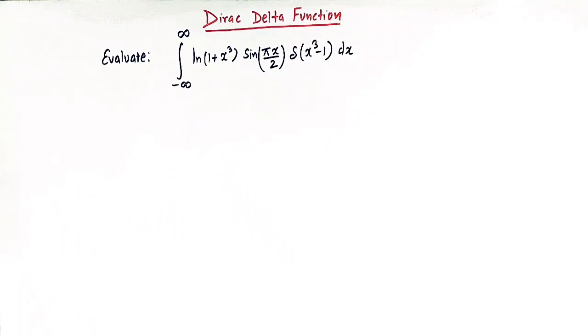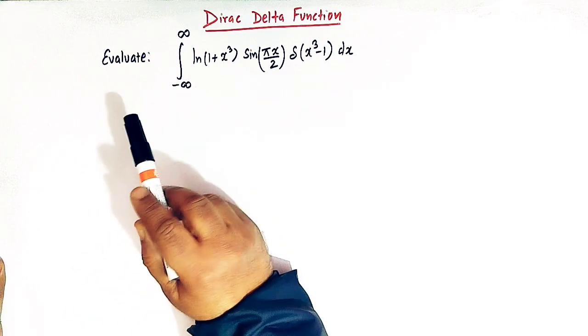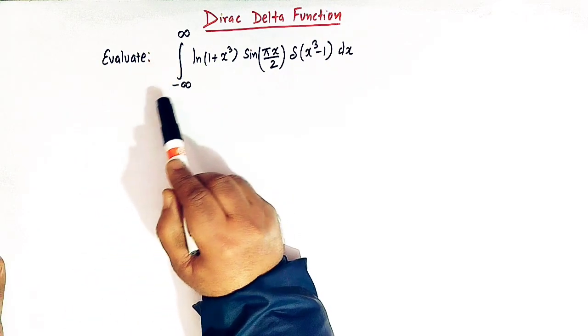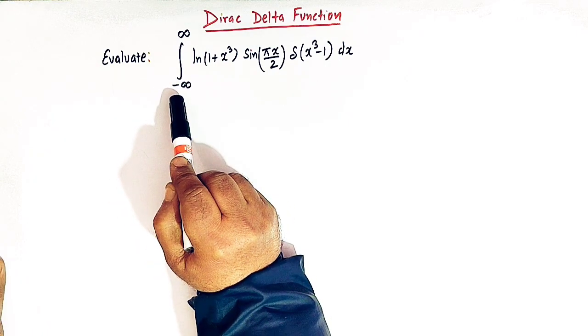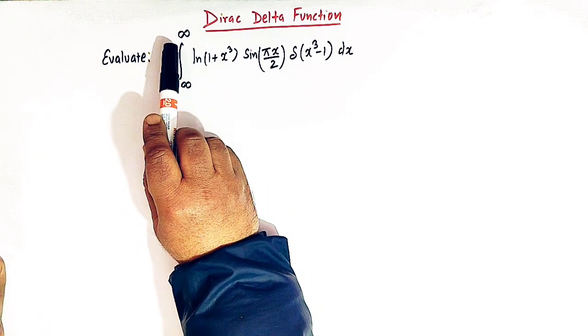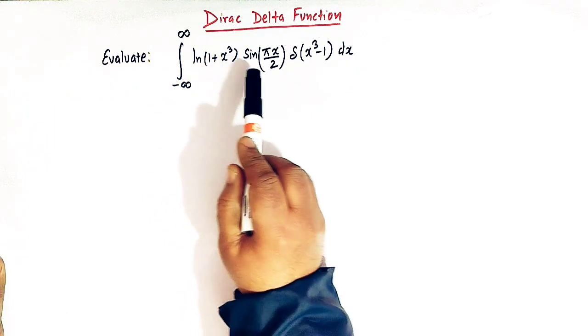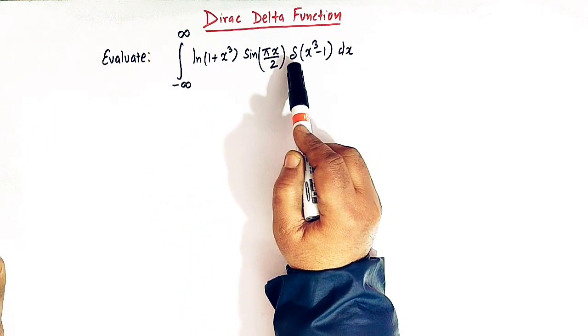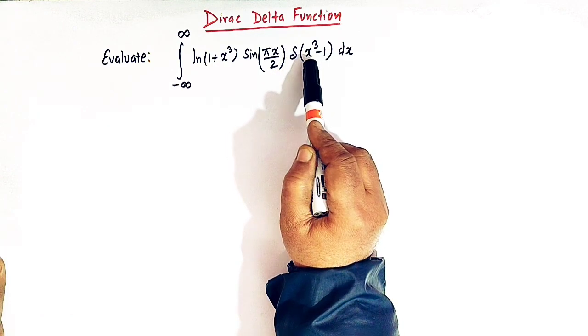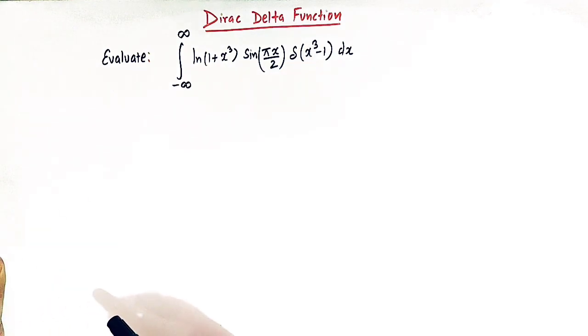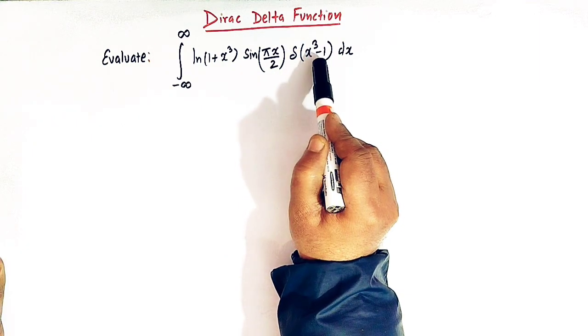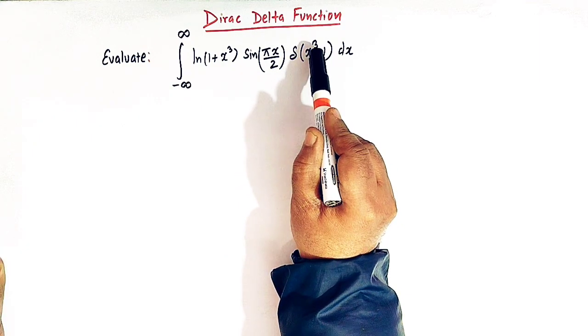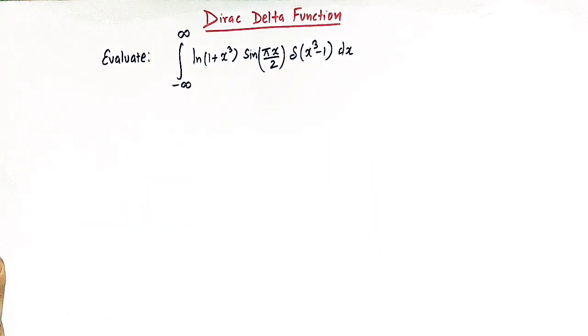Hello, viewers. In today's session, we are going to discuss one important problem from the Dirac delta function. Here we are going to solve this integral, in which we have the limits minus infinity to positive infinity, log of (1 plus x cube) sine(pi x over 2), and the Dirac delta function of x cube minus 1. So here the argument is a cubic function, x cube minus 1.